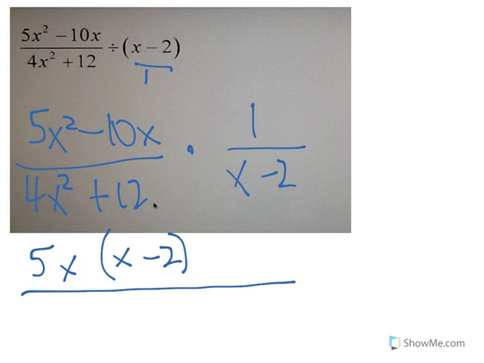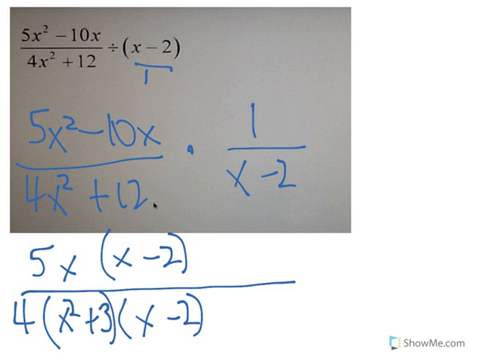Then on the bottom, what I have is pull up the 4. Actually, not the x. Just pull up the 4. Then I have x squared plus 3. And then what I have here is x minus 2. And what can I cancel out here? No, I can cancel out this. You can cancel out this.